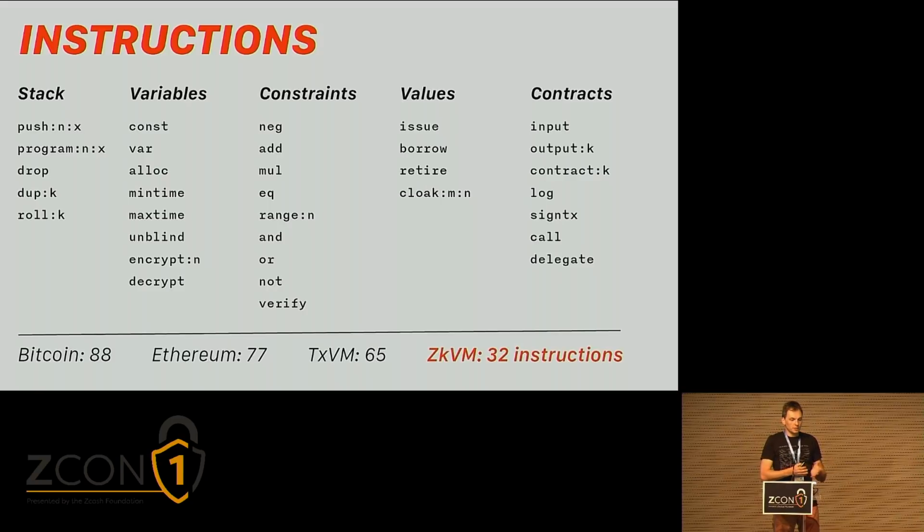And for comparison, our previous work on TXVM without privacy features was twice as big, and even Bitcoin and Ethereum have even larger instruction sets. So this is pretty cool.